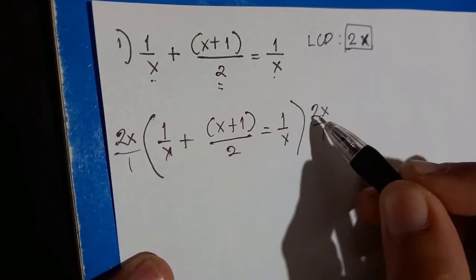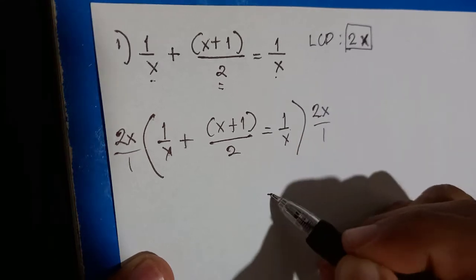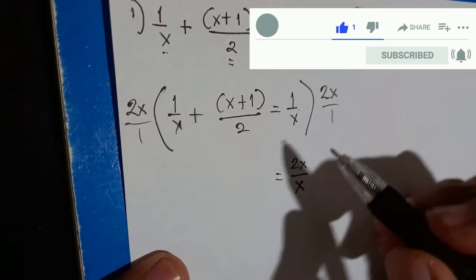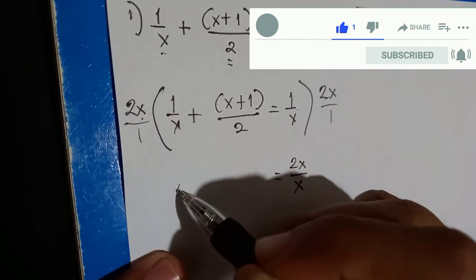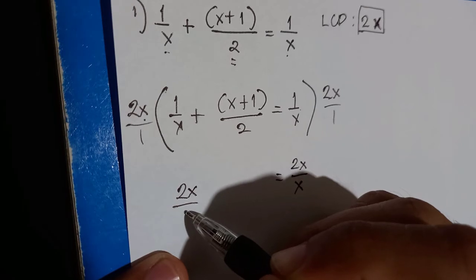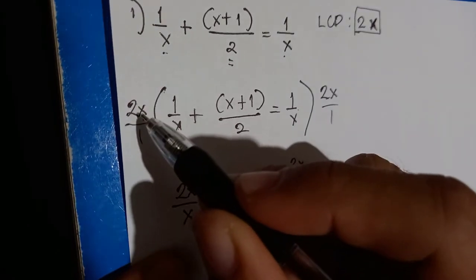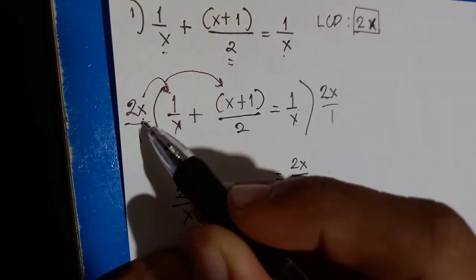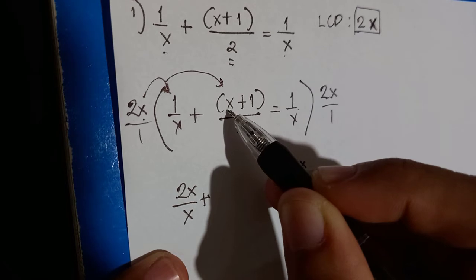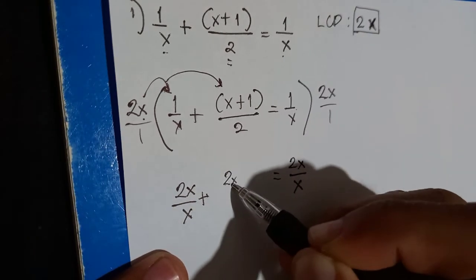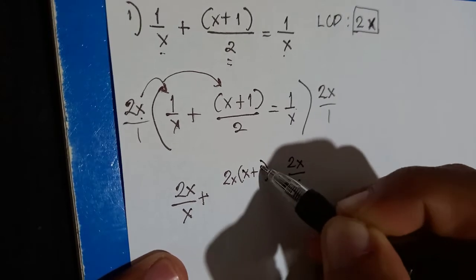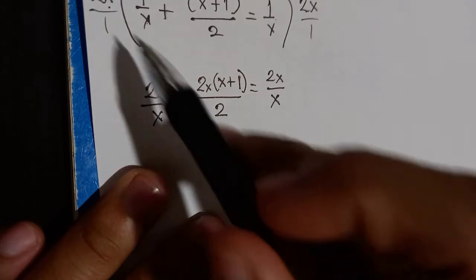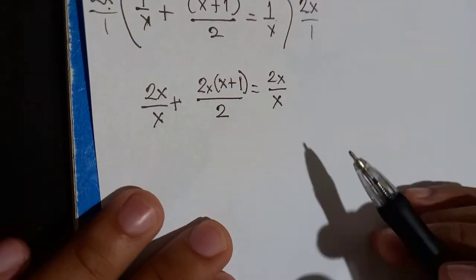Here we start: 2x times 1 will simply give us 2x over x. Later we will simplify this. Next, 2x times the quantity of x plus 1 over 2. We are distributing already to 1 and also to x plus 1. So 2x times the quantity of x plus 1 will give you 2x, open close parenthesis, x plus 1 over 2, because 1 times x will give you x, 1 times 2 will give you 2. Let us simplify.